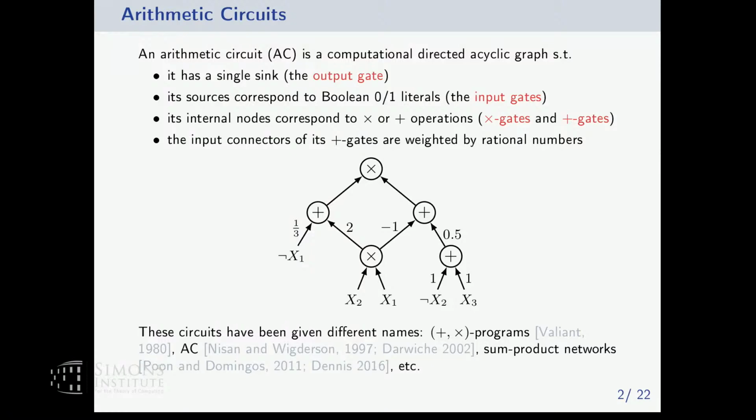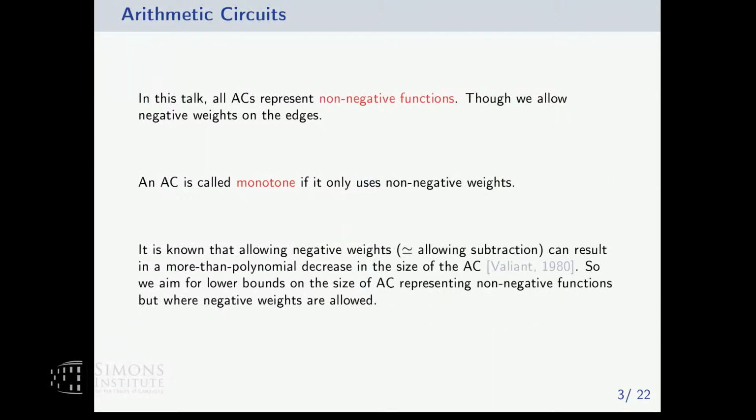These objects are models for representing pseudo-Boolean functions, so Boolean input, real number output. And they have been studied under different names, like plus-times programs. Arithmetic circuit is the one I'm using. Then there are sum-product networks, where I think you need some other property, but so, different names in the literature. For us, this will be arithmetic circuits.